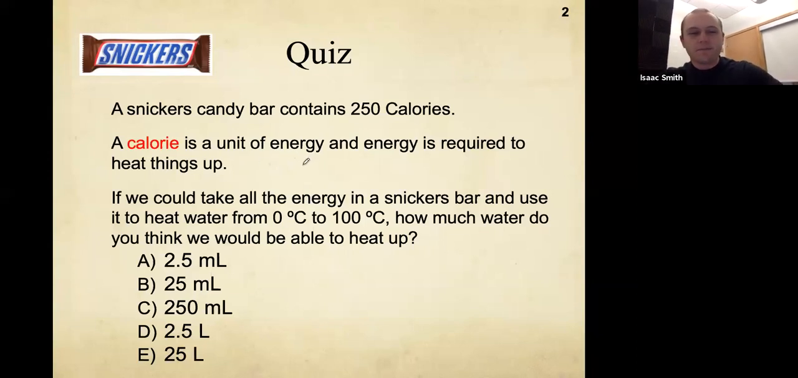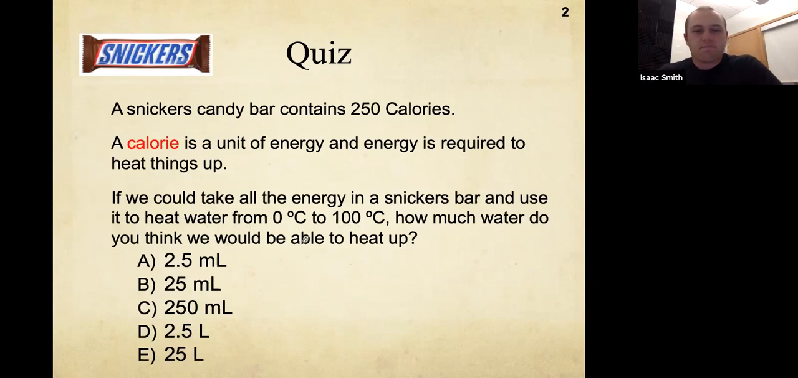Okay, so the question says, if we could take all the energy in a Snickers bar and use it to heat water from 0 to 100 degrees Celsius, how much water do you think we would be able to heat up? This might sound a little weird if you don't have a lot of exposure to chemistry and calories, but essentially a calorie is just energy, right? So we can use energy to heat something up.